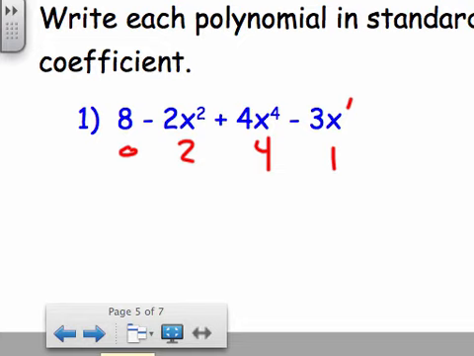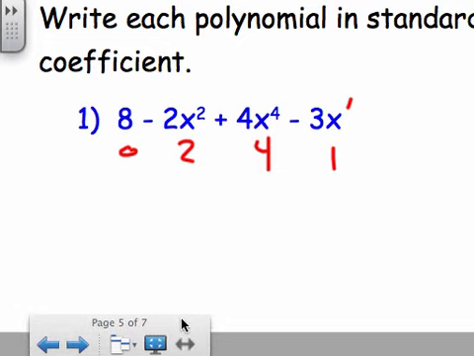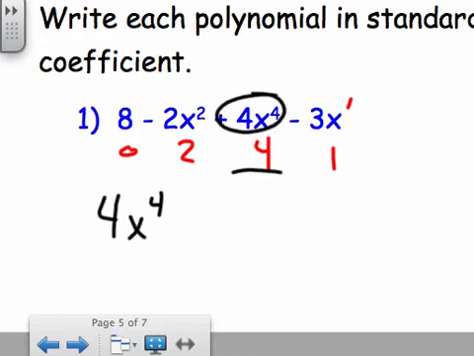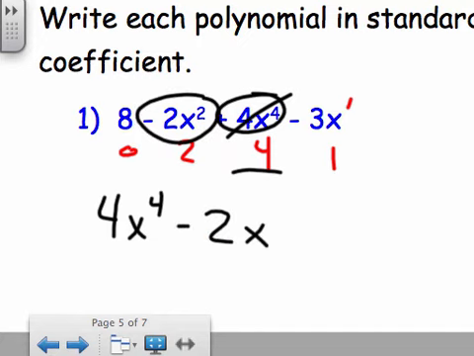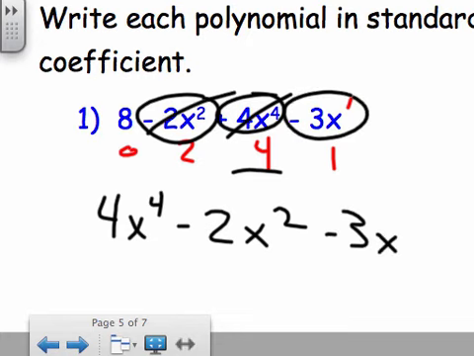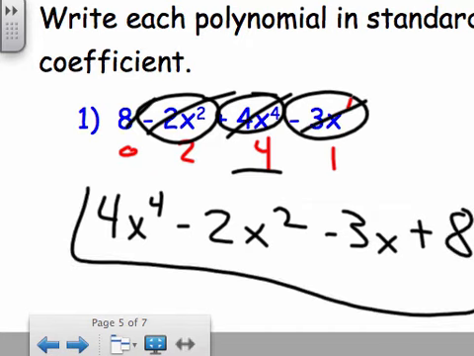So for example, the fourth degree is my greatest degree here. So I want to bring this positive 4x to the fourth out front because that's the greatest degree. Okay, done with that one. Then I'll bring my negative 2x squared, right, because that's to the second degree. Done with that one. And bring my negative 3x, because that's the first degree. And finally a positive 8. And there we go. That would be standard form.